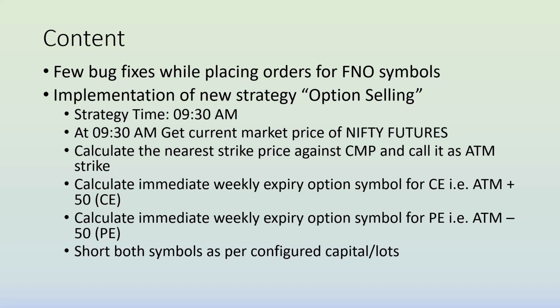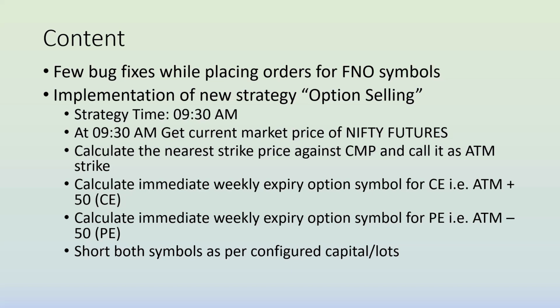Nifty option strikes differ by 50 points each, right? So it's like 15,000, 15,050, 15,100. If the current market price is somewhere around, let's say, 15,020, which is near, 15,000 or 15,050? In this case 15,000 is near, so you select 15,000 as the ATM strike price. If the current market price is 15,027, that is above the middle point of 15,025, correct? In this case 15,050 is near, so that will be your ATM strike price.